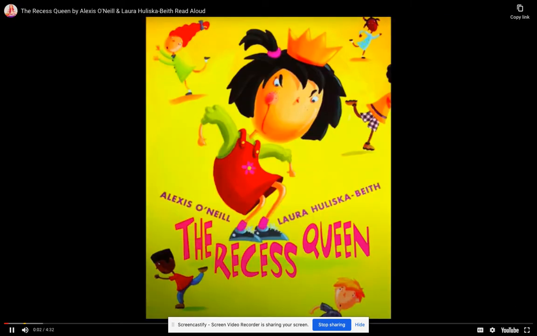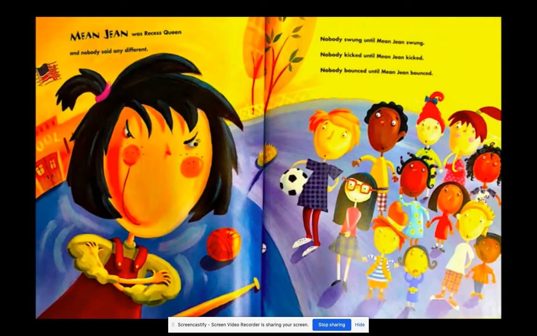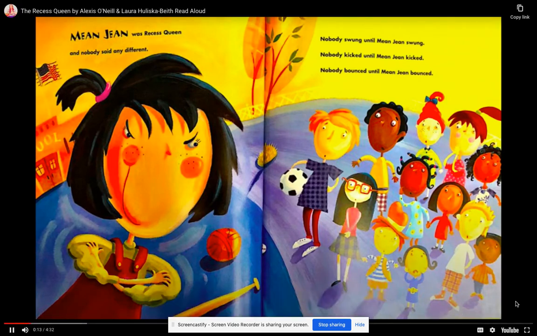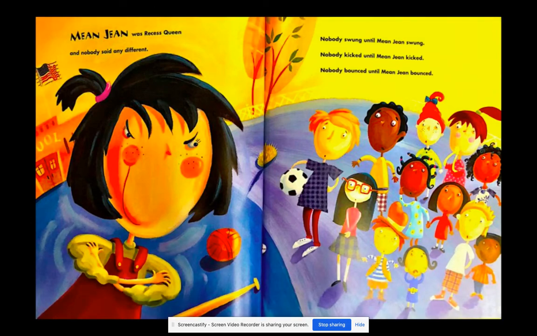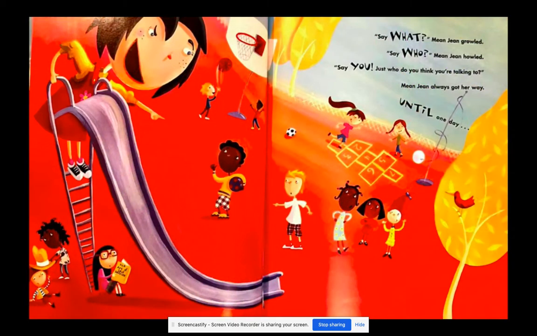The Recess Queen by Alexis O'Neill and Laura Huliska-Beith. Mean Jean was recess queen, and nobody said any different. Nobody swung until Mean Jean swung. Nobody kicked until Mean Jean kicked. Nobody bounced until Mean Jean bounced. If kids ever crossed her, she'd push 'em and smush 'em, lollapaloosh 'em, hammer 'em, slammer 'em, kitz and kajammer 'em. Say what? Mean Jean growled. Say who? Mean Jean howled. Say you. Just who do you think you're talking to? Mean Jean always got her way.